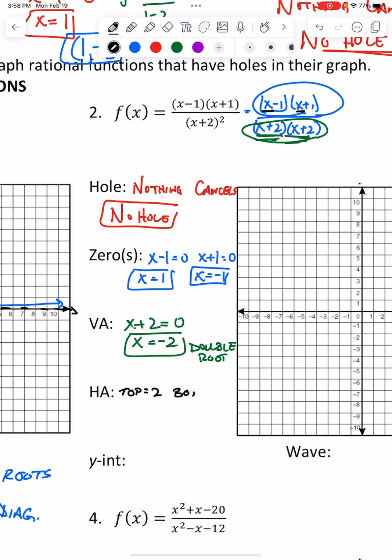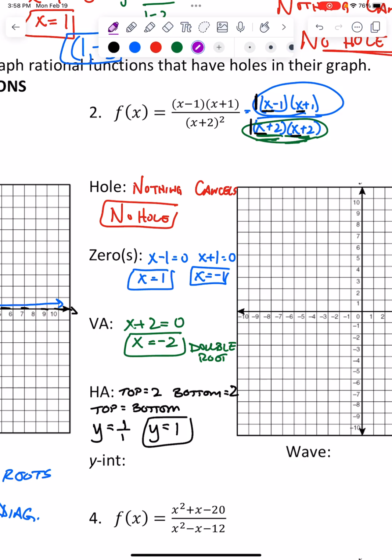And then the bottom, again, factored, we got 1, 2. So top is equal to the bottom. So we divide the leading coefficients, the numbers out front. We got a 1 and a 1. So y equals 1 is our horizontal asymptote, okay?